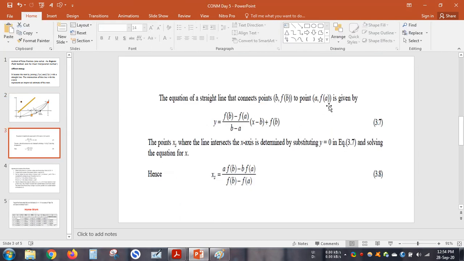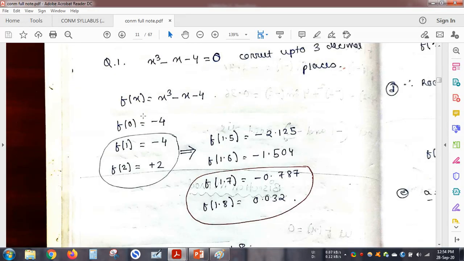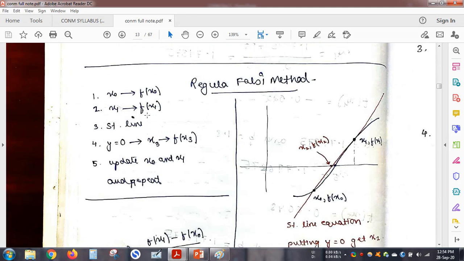Now this is the equation of a straight line. If two points are known to me, suppose one is B with the value at B, and another is A with the value at A, then this is the equation of the straight line. By putting y equals 0, I can find this. Now this equation you will find in the books also. I have rewritten it in a different way, but they are the same thing. It depends upon you how you do it.